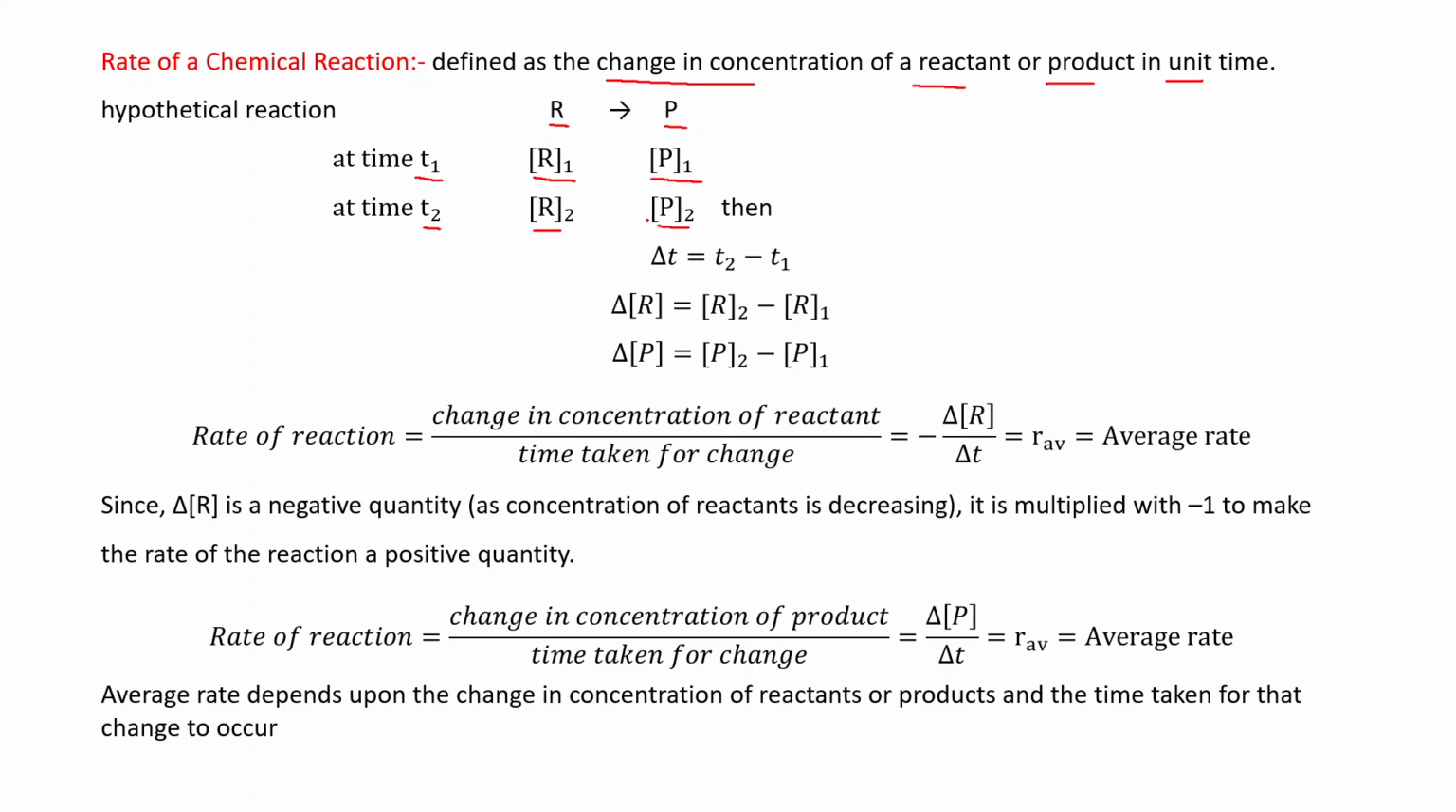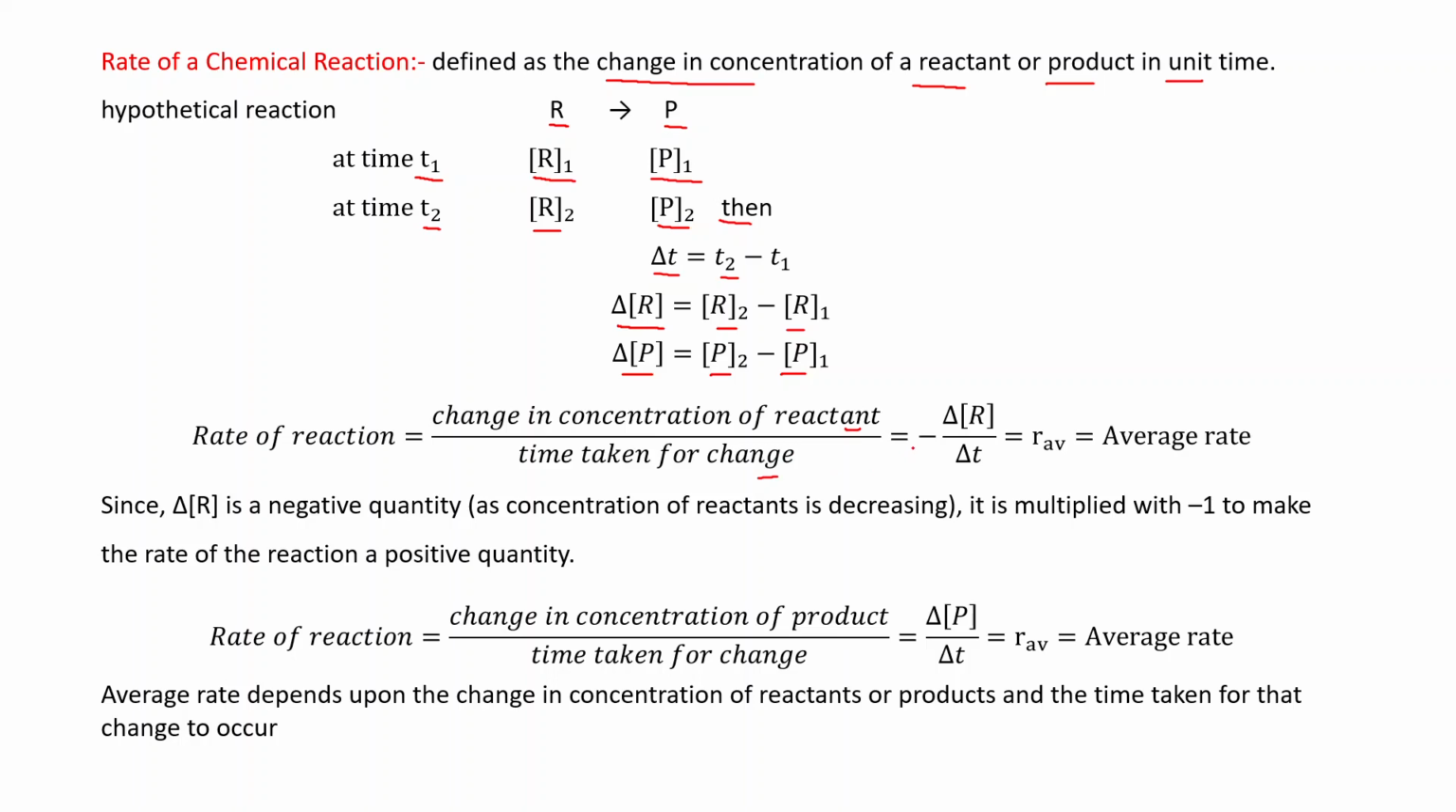Again remember, if we put the symbol or formula of any species in square brackets, then it represents the concentration. Then we can say change in time, that is delta T, is equal to T2 minus T1. Change in the concentration of reactant, that is delta R, is given by R2 minus R1. Change in the concentration of product, that is delta P, is equal to P2 minus P1. Then according to the definition of rate of reaction, it is the change in concentration of reactant divided by time taken for change.